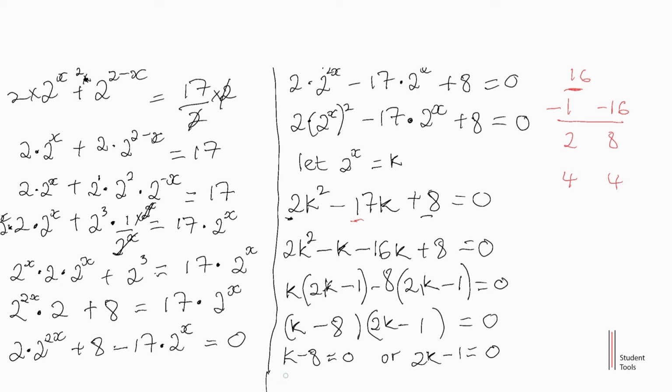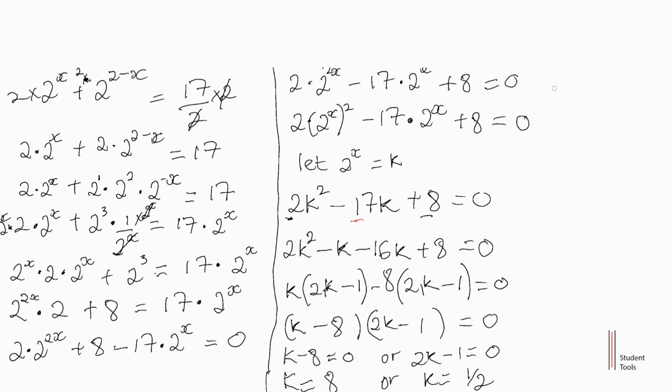When we make k the subject of the formula, here k will be equal to +8, or k will be equal to 1/2. So what does that mean? When k is equal to 8, or k is equal to 1/2. Here we said we should let k be equal to 2 to the power x. So let us go back to that so that we can sort it out. Before, we had let 2 to the power x be k.